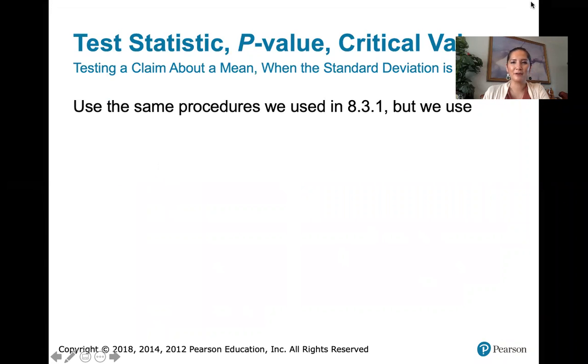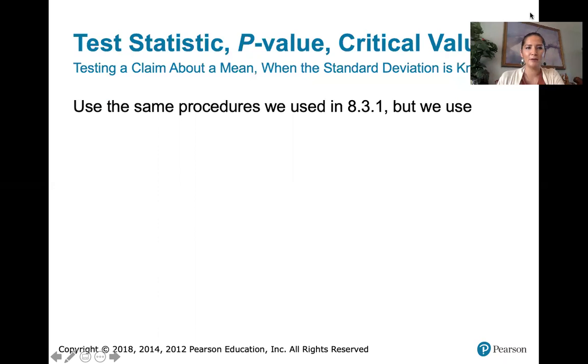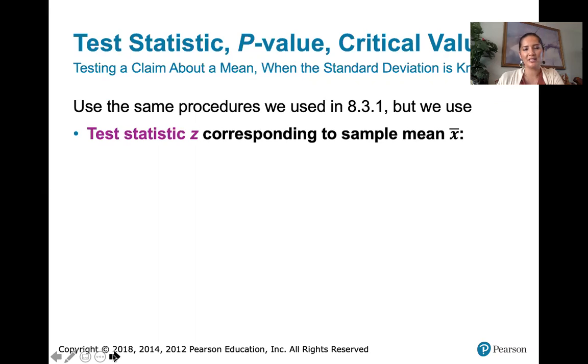So I just want you to know that when we're testing a claim about a mean and the standard deviation of the population is known, we're basically doing exactly the same thing as we did in 8.3, except the test statistic is different. If we know the population standard deviation, then we're going to use the test statistic Z from the standard normal distribution corresponding to the sample mean, rather than the student t distribution. So we're just going to use this formula.